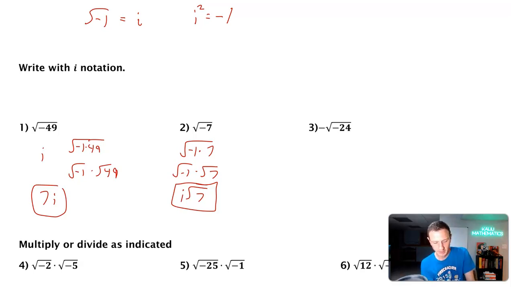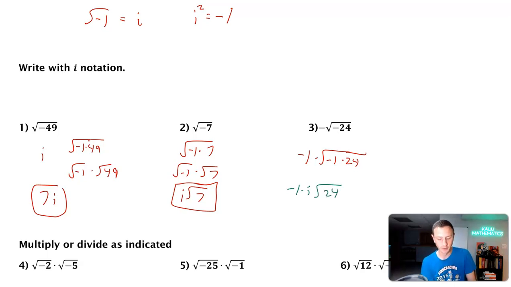Number three, negative times the square root of -24. So a couple things here. We have -1 on the outside, so this is like -1 times the square root of -1 times 24. I could pull out i for the fact that we have that square root of -1. So I'm going to have -1 times i on the outside, and then we still have that square root of 24.